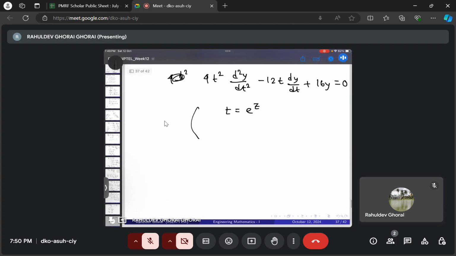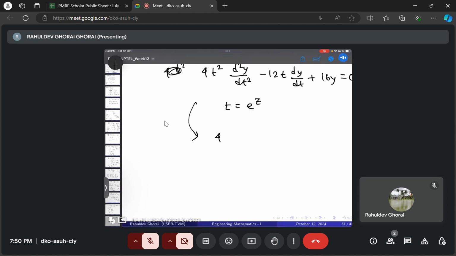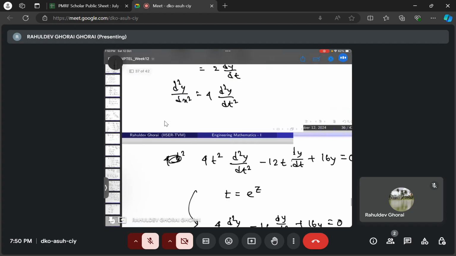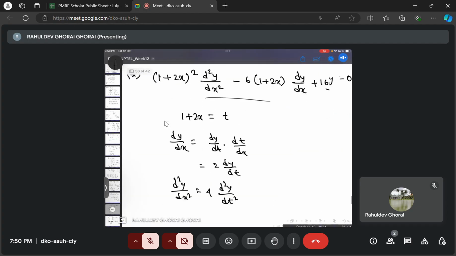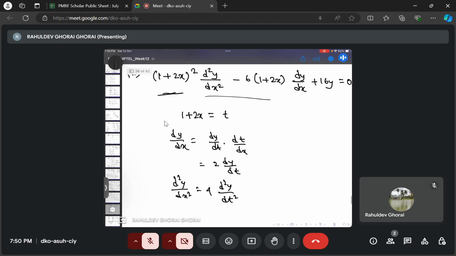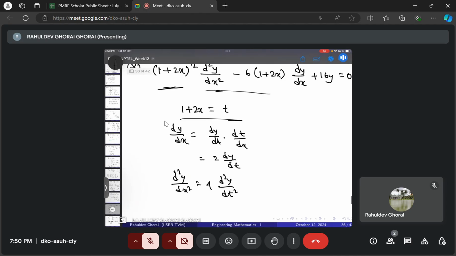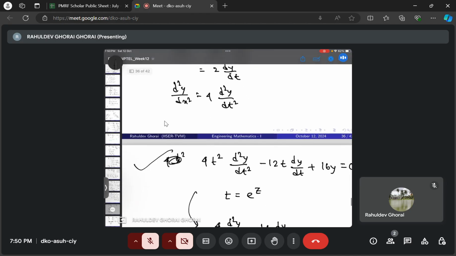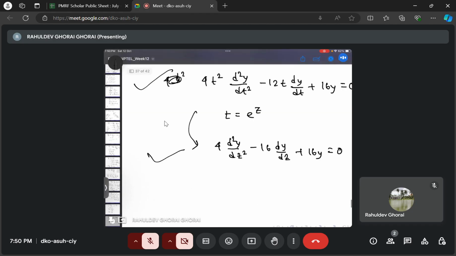Then it will transform to 4 d2y dz2 minus 16 dy dz plus 16y is equal to 0. See how easy it becomes. So it was 1 plus 2x whole square d2y dx2. You make a change here, so it transformed to this one, then again it transformed to this one.